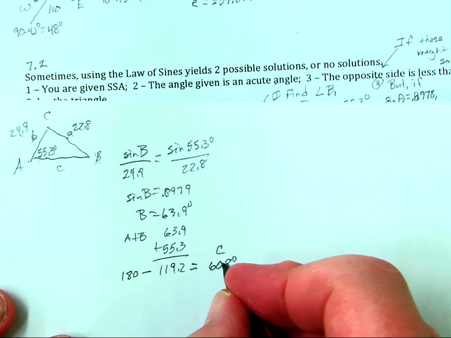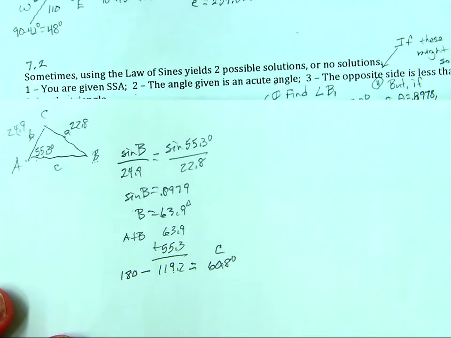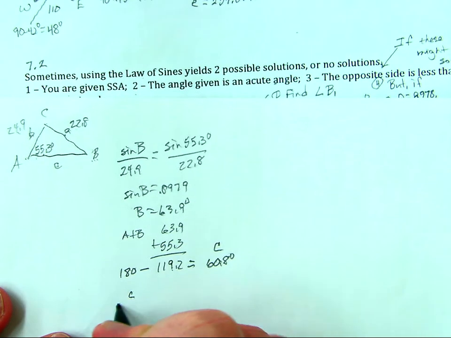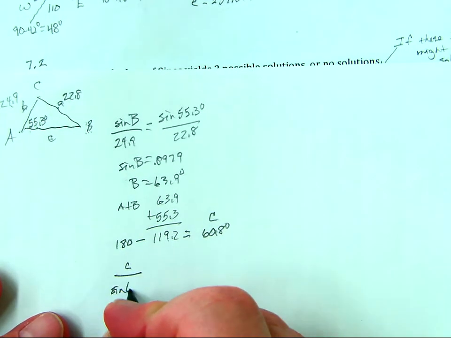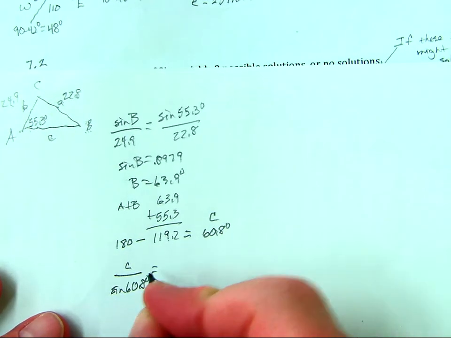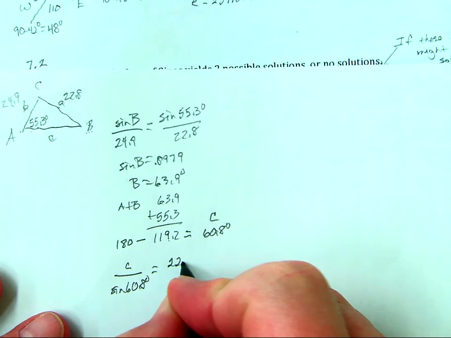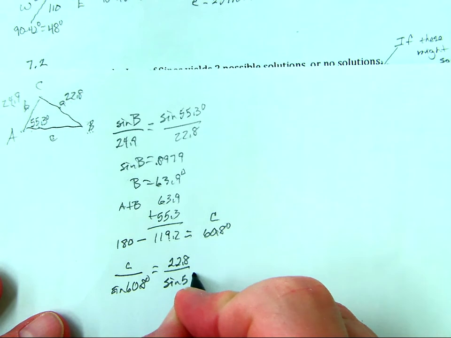Now, that's angle C. Now to find side C, that's our last thing. Now we go back to the original way we did law of sines. Since we want to find a side, let's put this side on top. So side C over the sine of its opposite angle equals the pair that we knew to start off with. That was side A, which was 22.8, over the sine of angle A, which is 55.3.